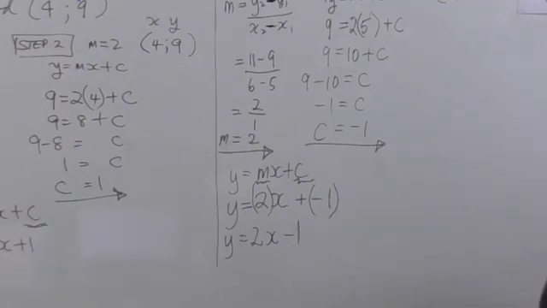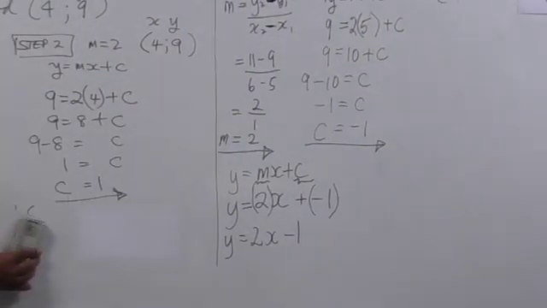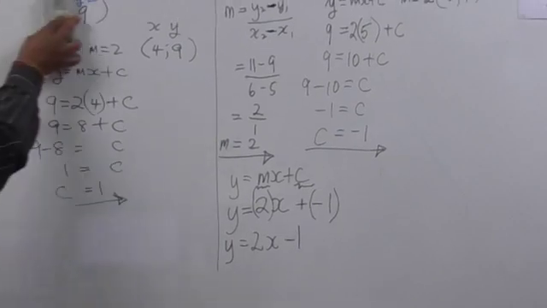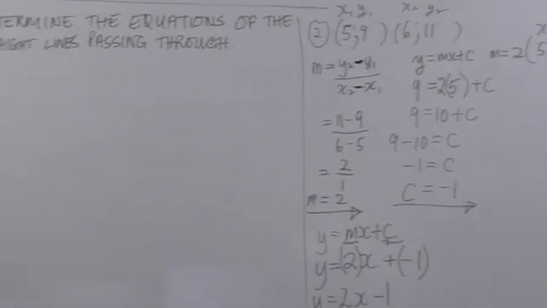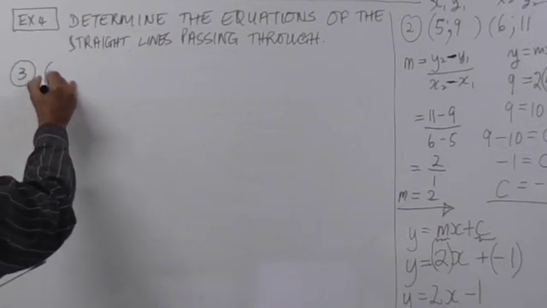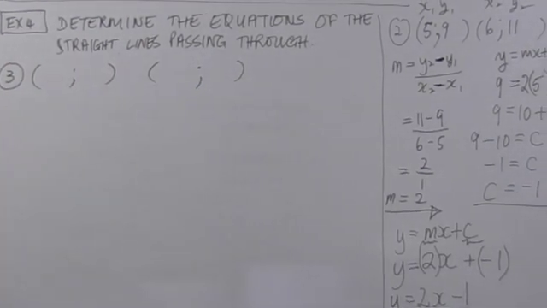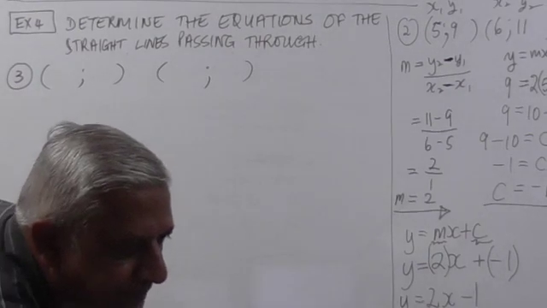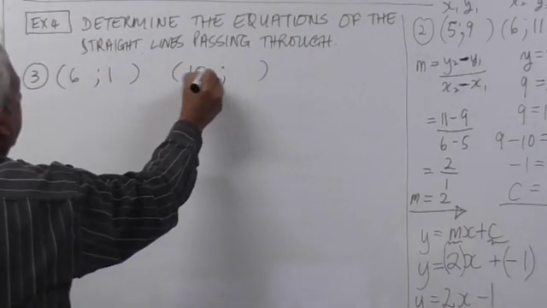Alright, that was number 2. Okay, we got one more to mark. So while you are looking at example 2, I will get ready to do example 3. In example 3, our points are 6, 1 and 10, 3.